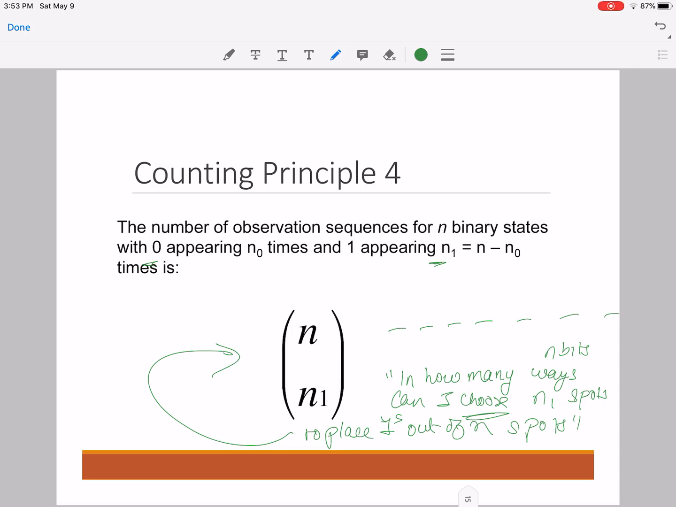Similarly, if I were to ask you, in how many ways can you observe sequences that have 0 appearing n0 times, that answer will be n choose n0. This is the number of ways in which 0 appears n0 times out of n. So that's counting principle number 4, which is used to enumerate the sequences for those cases where you perform multiple sub-experiments, where each sub-experiment has binary outcomes. Either it's going to be a success or a failure, 0 or a 1.